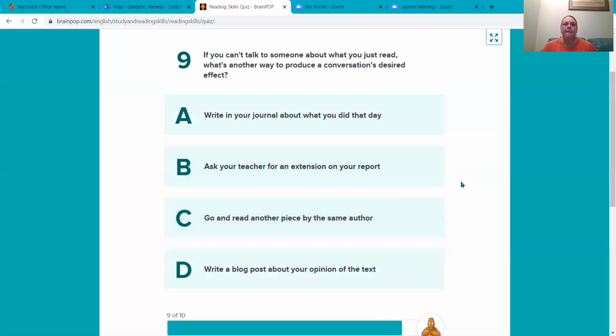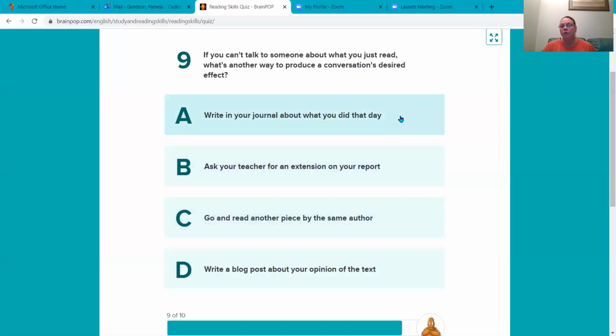Question 9, if you can't talk to someone about what you've just read, what's another way to produce a conversation's desired effect? A, write in your journal about what you did that day? Or B, ask your teacher for an extension on your report? Or C, go and read another piece by the same author? Or D, write a blog post about your opinion of the text?